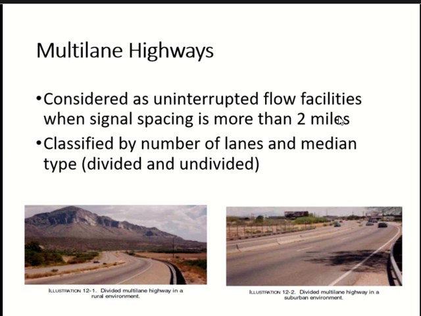Multi-lane highways, again, have more than 2 lanes. Another thing is, they can be divided or undivided depending upon the median. If a multi-lane highway has a median, we call it divided. If it doesn't have a median, undivided. Clear? And what about freeways? Are freeways divided or undivided? Divided. There is no undivided freeway. So freeways cannot be 2 lanes, and freeways cannot be undivided. Clear? Any questions?